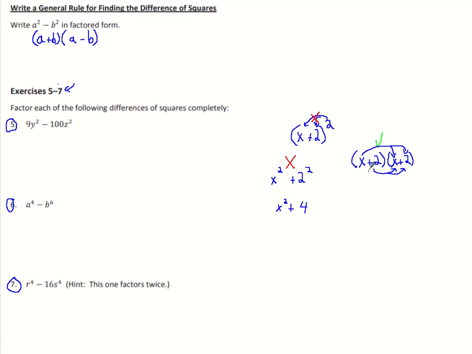So what we're going to have is x times x is x squared. X times 2 is 2x. 2 times x is another 2x. And then 2 times 2 is going to be 4. Which means that we would have, in this case, x squared plus 4x plus 4.